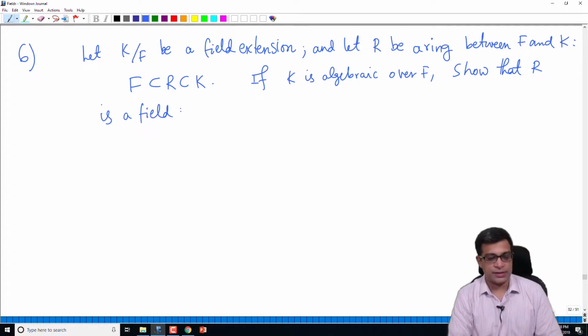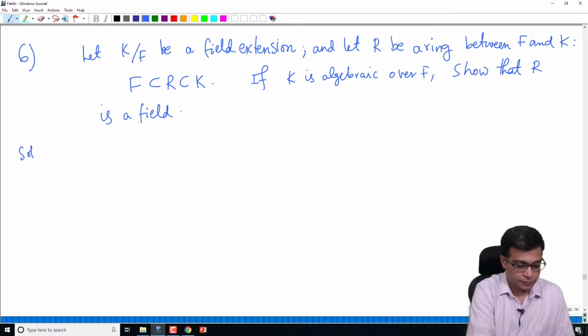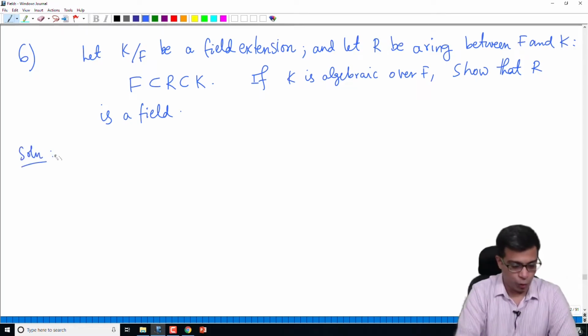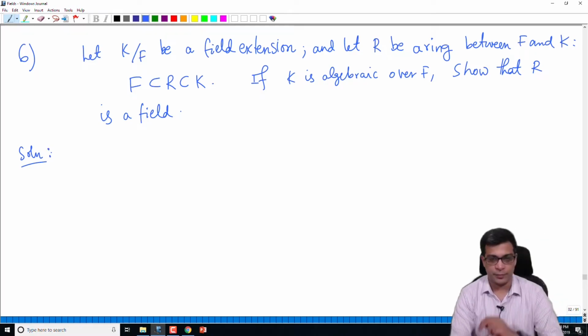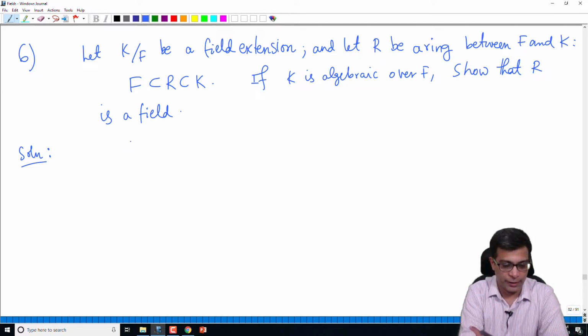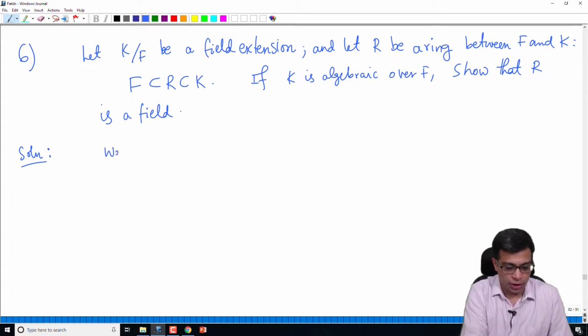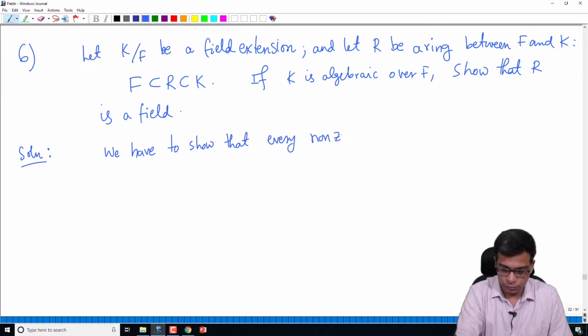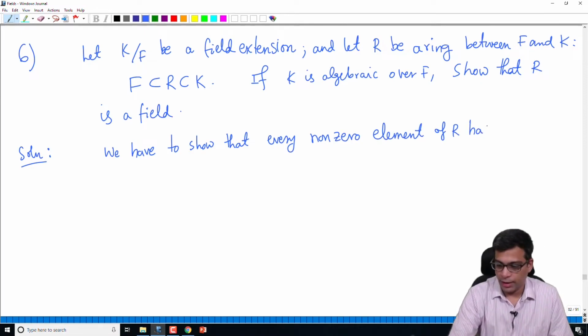Okay, so this exercise says that if you have an algebraic extension, any ring in between is automatically a field. So this is a simple proof, actually simple solution, but it's a very nice statement. It says that any ring in between two fields, when the bigger field is algebraic over the smaller field, is automatically a field. What do we have to show? So we have to show that every non-zero element of R has a multiplicative inverse. That's all, right?